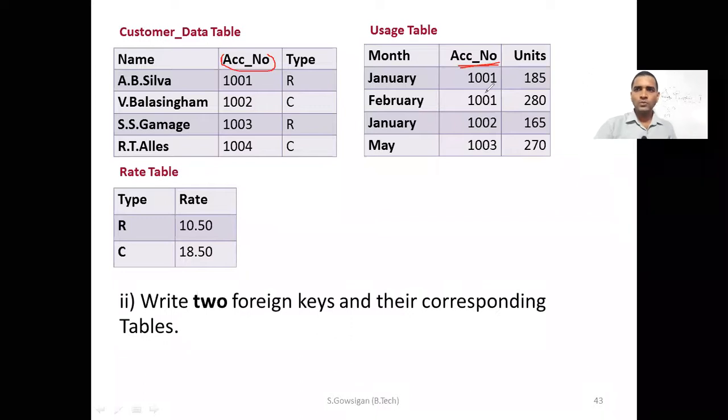ACCNO in usage table, right? But the question is 2 foreign keys. Give me one more foreign key.